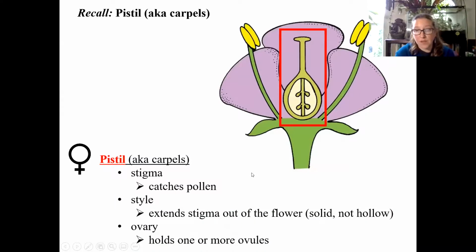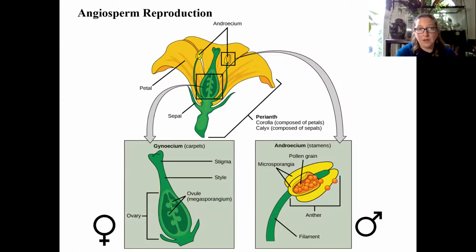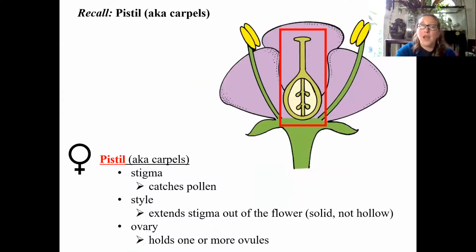First, let's talk about the female sex structures, aka pistil, aka carpels, aka gynoecium, but whichever you prefer. What are the parts of the female sex structures? Oh, so sorry. So you see the red box. The red box is showing you the pistil, aka carpels, right? The whole thing.